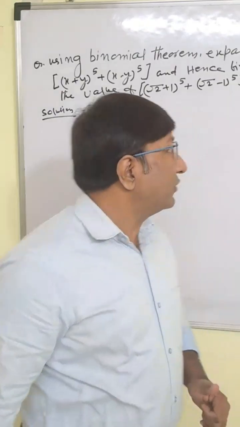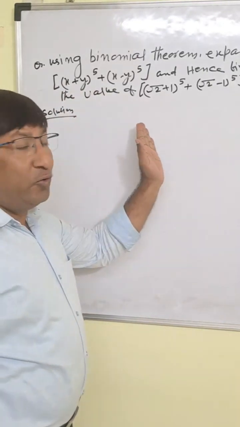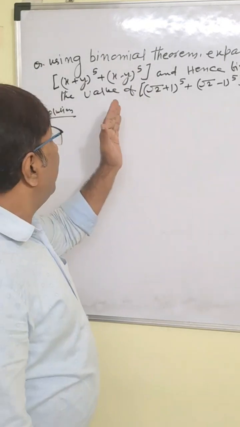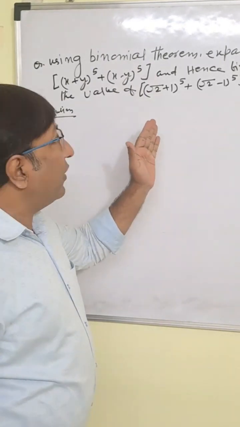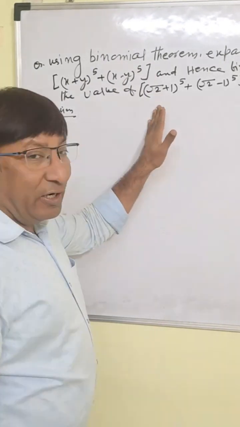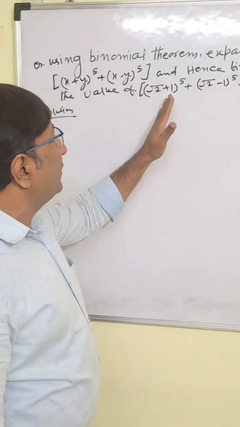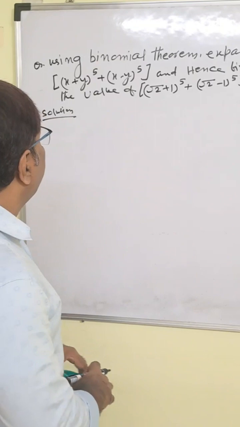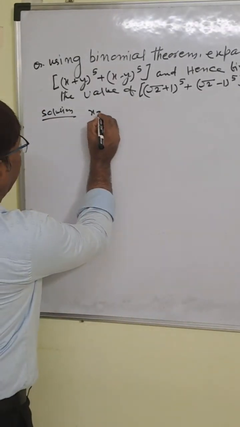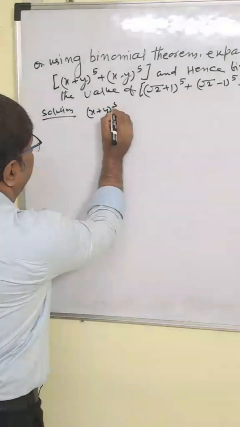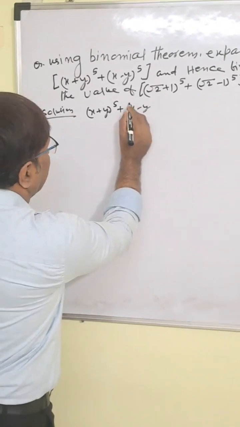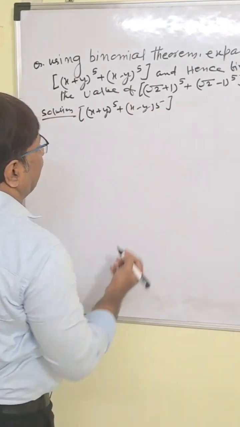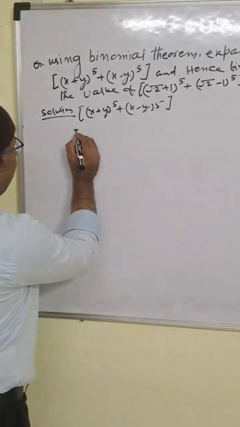Let us see the next question. Using the binomial theorem, expand (x + y)⁵ + (x − y)⁵, and hence find the value of (√2 + 1)⁵ + (√2 − 1)⁵. So for this type of question, what is the simple technique? That is (x + y)⁵ and (x − y)⁵. So here n is an odd number.